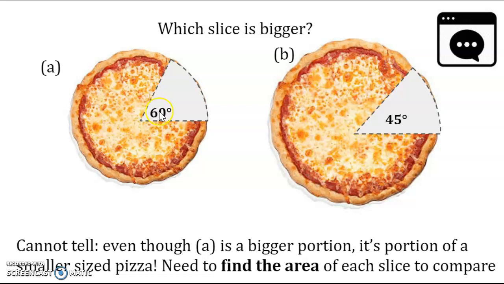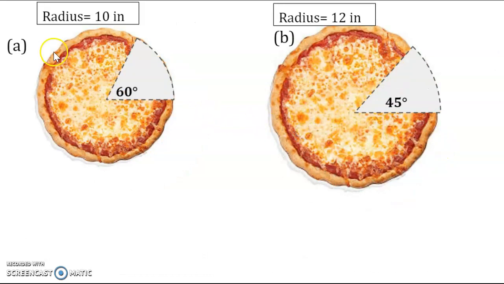Okay, so the angle measure alone is not enough. Instead, what do we need? We also need the radius or diameter of the circle as well. So now, if we are told the radius is 10 inches for this, and we are given 60 degrees, and the radius is 12 inches, and you are told that this is 45 degrees, can you tell which slice is missing, which is a bigger piece that is missing?